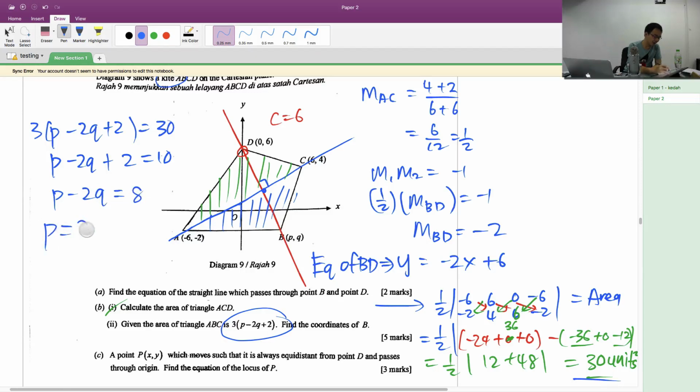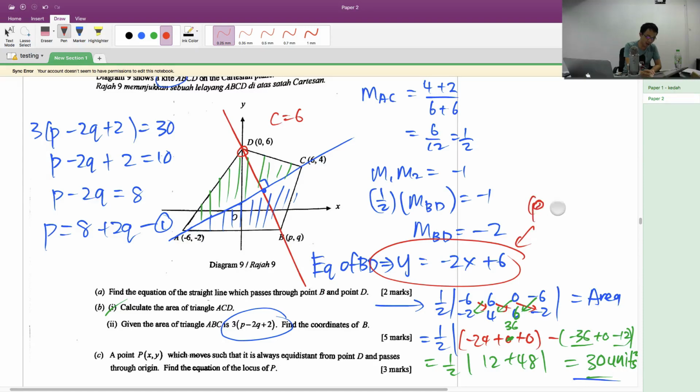So P equals 8 plus 2Q. This is the first equation. I guess we need to find another equation to actually find P and Q. Luckily we know the equation just now, this PQ actually is on this line, right? Because this line is for coordinate B. That means I can substitute P and Q into the X and Y here. So therefore I can have one equation here, which is Q equals negative 2P plus 6.